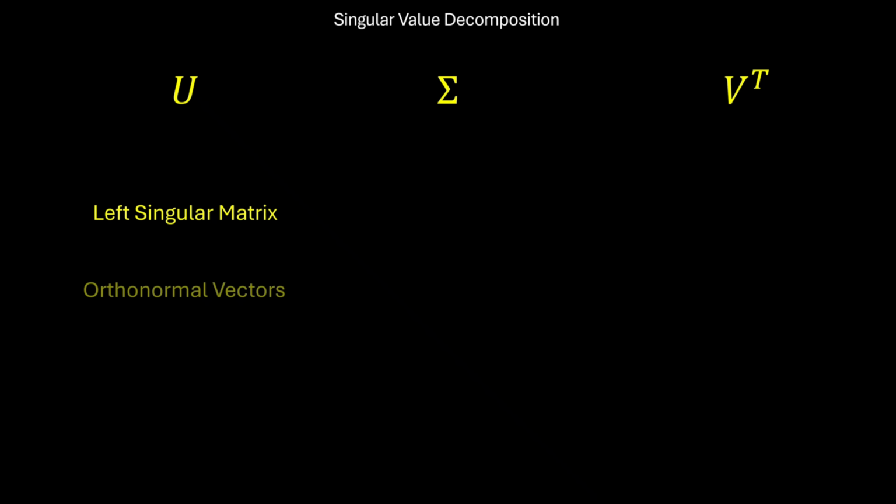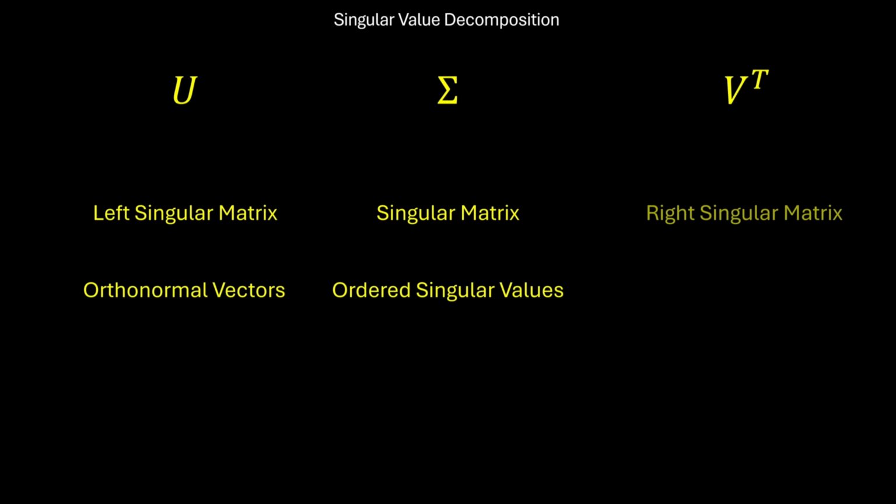Mathematically, we are breaking down any matrix A, be it square or rectangular, non-diagonalizable, into three special parts as A is equal to U times sigma times V transpose. Let us talk about these decomposition factors. The matrix U is known as the left singular matrix and its columns are orthonormal vectors. The matrix sigma is the matrix of ordered singular values and is a diagonal matrix, while the matrix V transpose is the right singular matrix whose rows are orthonormal eigenvectors.